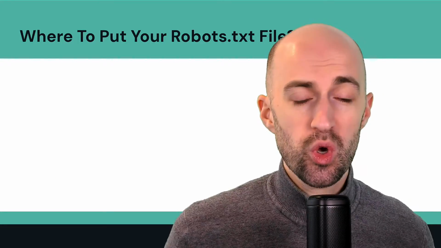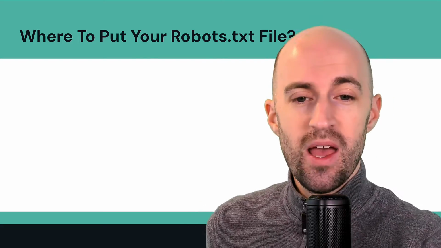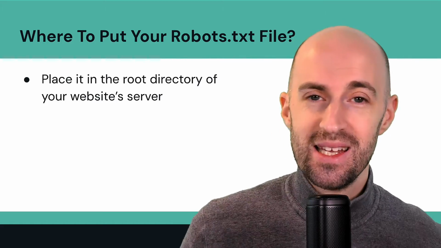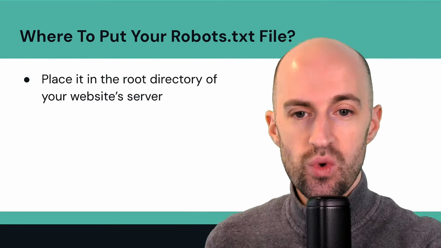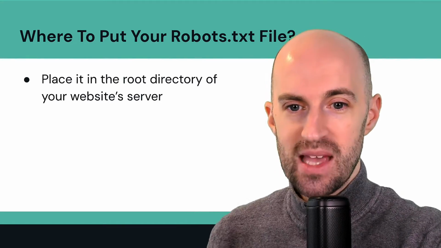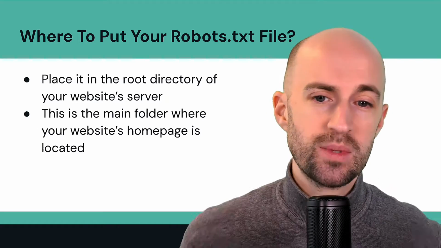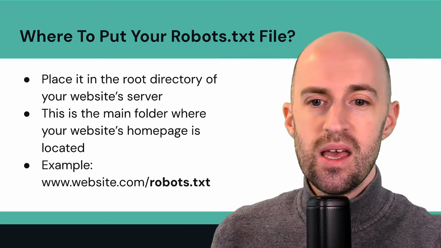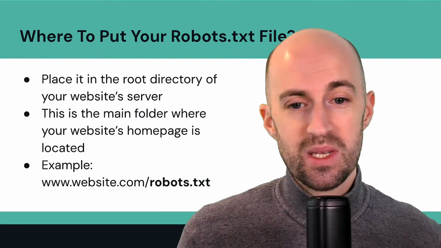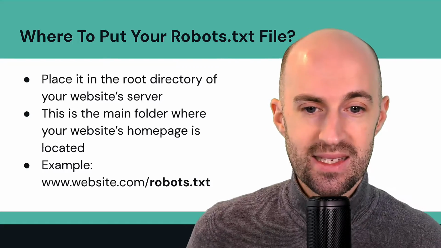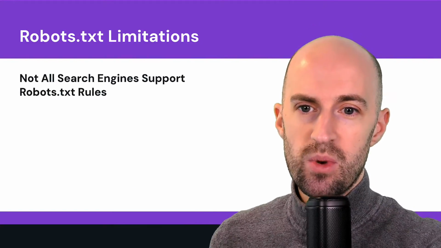So where do you put your robots.txt file? Can you just drop it into any folder? No, you need to place it into the root directory of your website server. So root is like right at the base home level. So this is the main folder where your website's homepage is located. For example, if your website is website.com, it would just be /robots.txt.